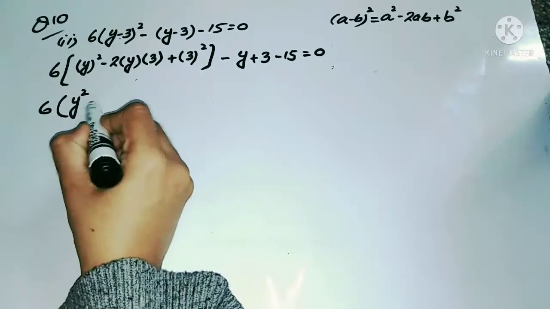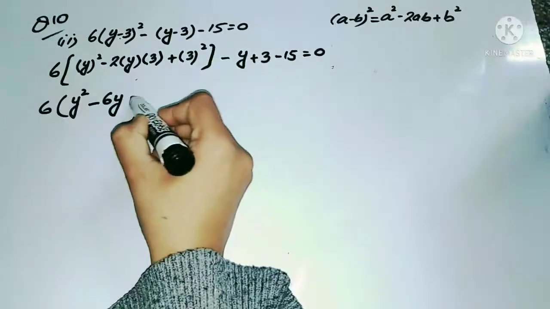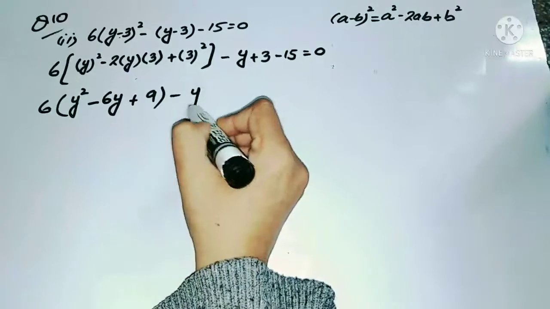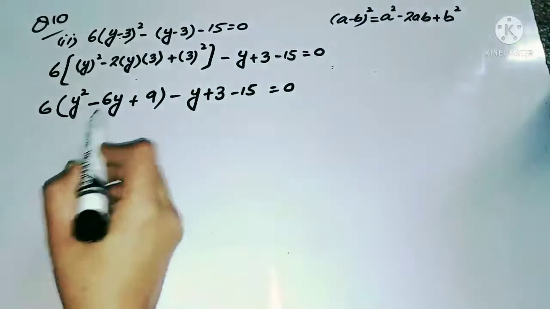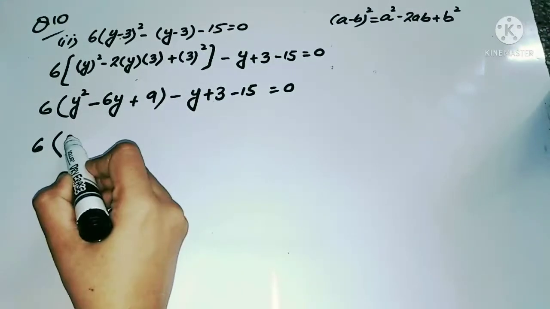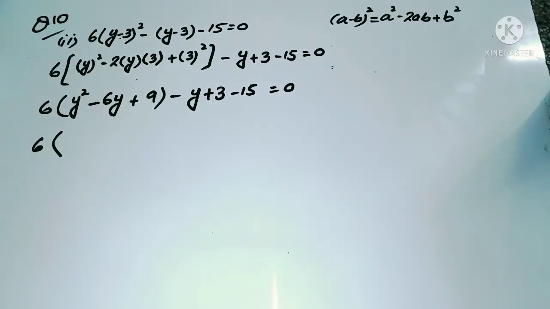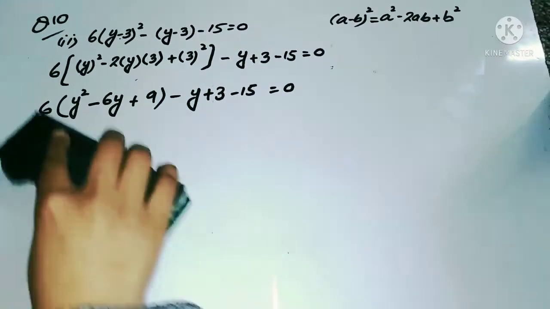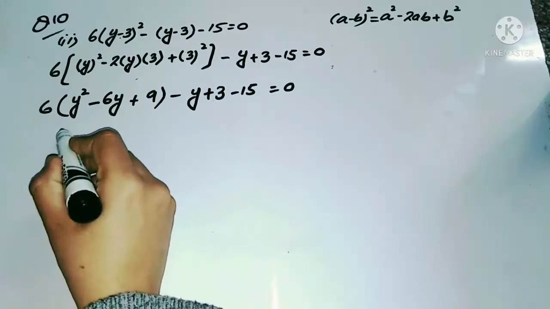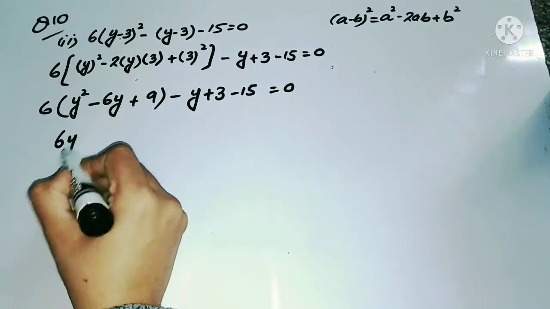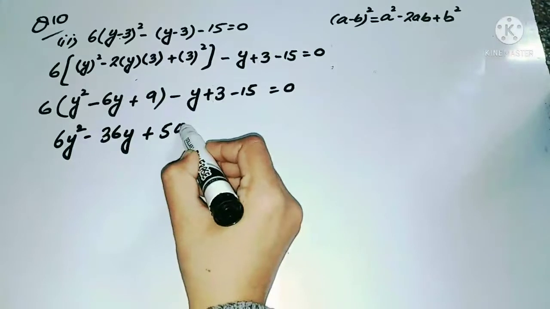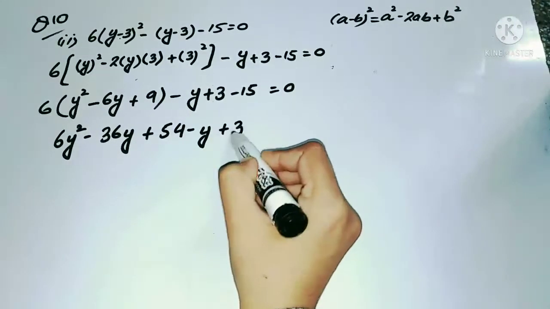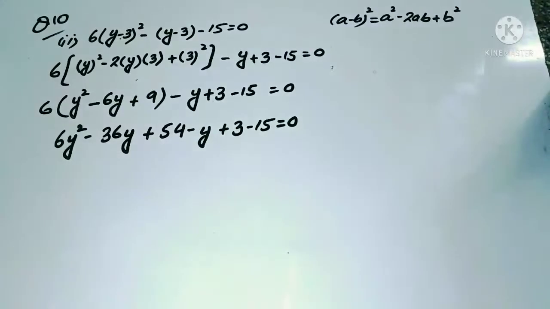Now I'm going to solve it. 6, what you will get? y square minus 2 3s are 6, 6y, plus 3 3s are 9. Now minus y plus 3 minus 15 is equal to 0. Now you can solve it like 6y square. Now 6 is multiplying with it, so you can multiply it. You have to multiply 6 with this whole bracket. 6y square minus 6 6s are 36y and plus 6 9s are 54. Minus y plus 3 minus 15 is equal to 0.